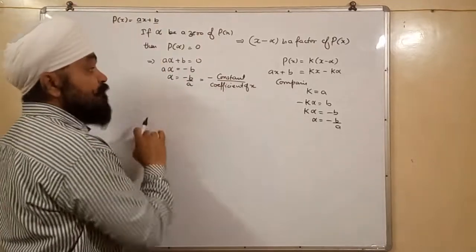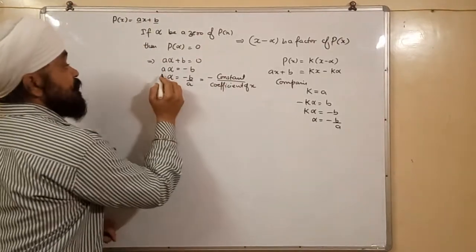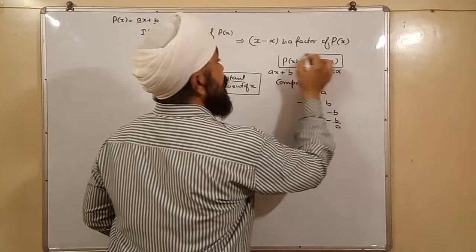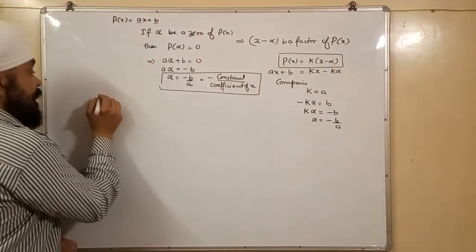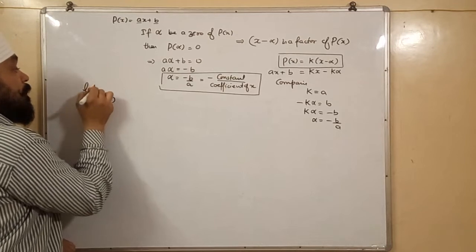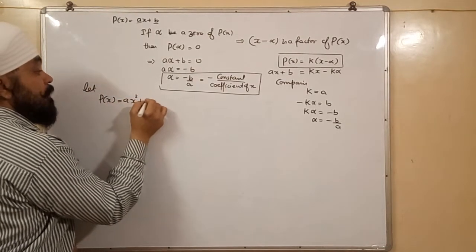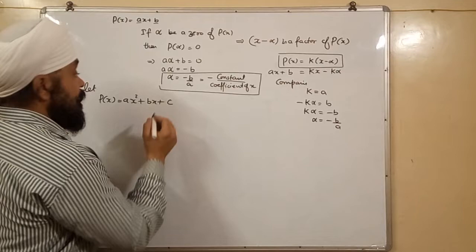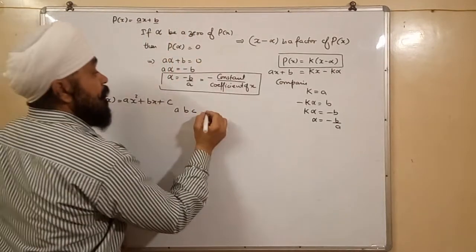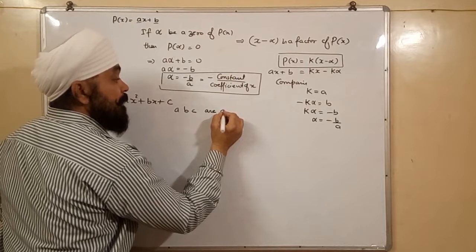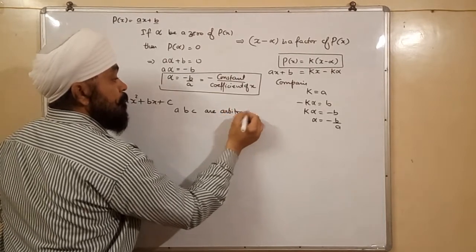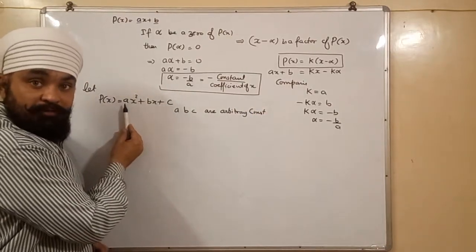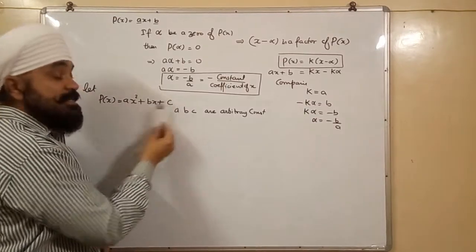So now, in the same way, if you go for a quadratic polynomial, that is the relationship here, and that is the formation of a linear polynomial. Now if we take a quadratic polynomial, let p(x) be equal to ax square plus bx plus c. Now this is a quadratic polynomial where a, b, c, the same thing, are arbitrary constants, and a is with x square, so it is the coefficient of x square, b is the coefficient of x, and c is the constant term.